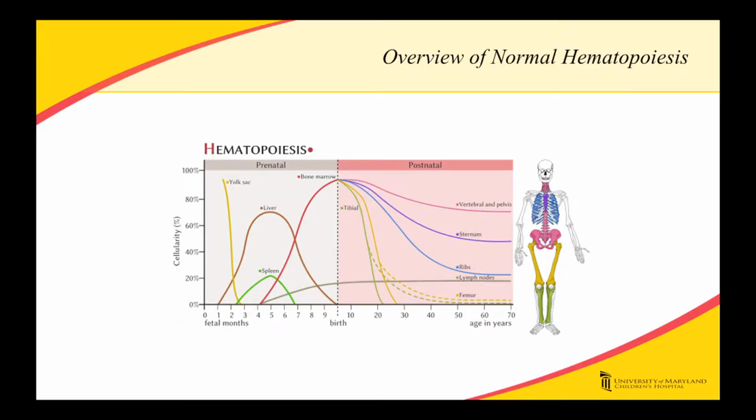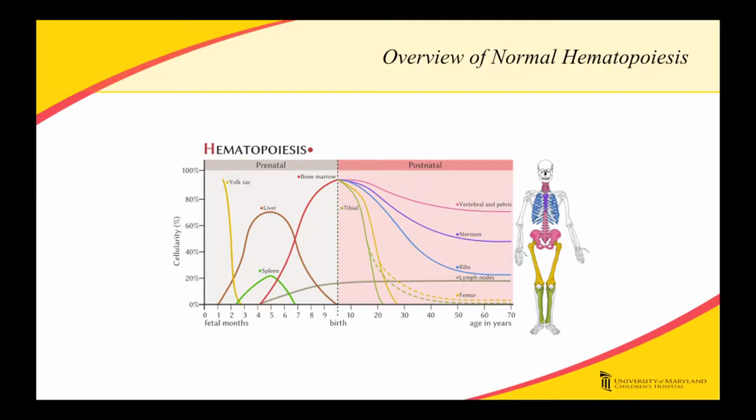This is an overview of the timing again. Yolk sac in the beginning, liver and the spleen help out a little bit in the middle. And then by the time you're born, your bone marrow is the primary site. Then as you age, you can see that our vertebral bodies and pelvis are the major sites of hematopoiesis.